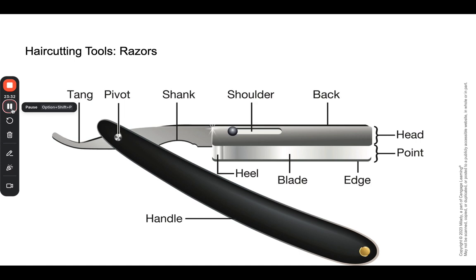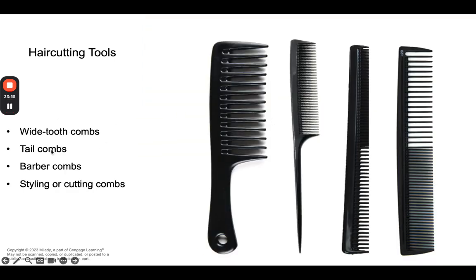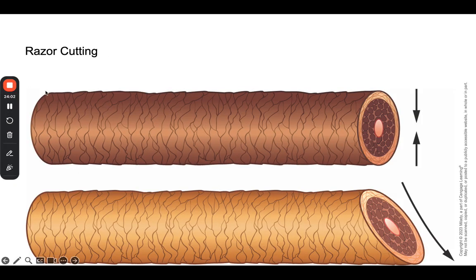Razor cutting is not recommended on relaxed hair as it tends to tear the hair shaft. Although razors are often used to soften ends of extensions for optimal blending, always use caution when razor cutting textured hair as it can tear the shaft, create frizz, and produce uncontrolled shapes. Other tools that we use are clippers, trimmers, and sectioning clips. Wide tooth combs, tail tooth combs, or tail combs, barber combs, styling and cutting combs.